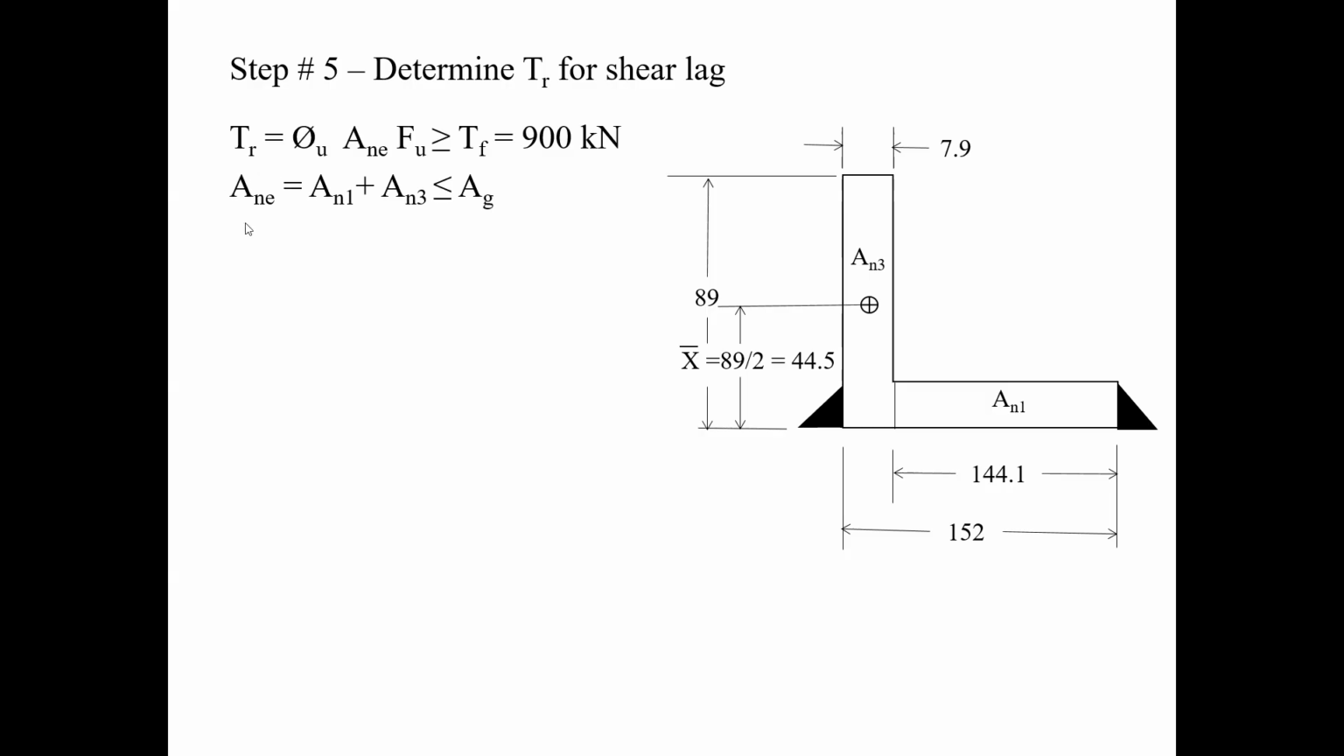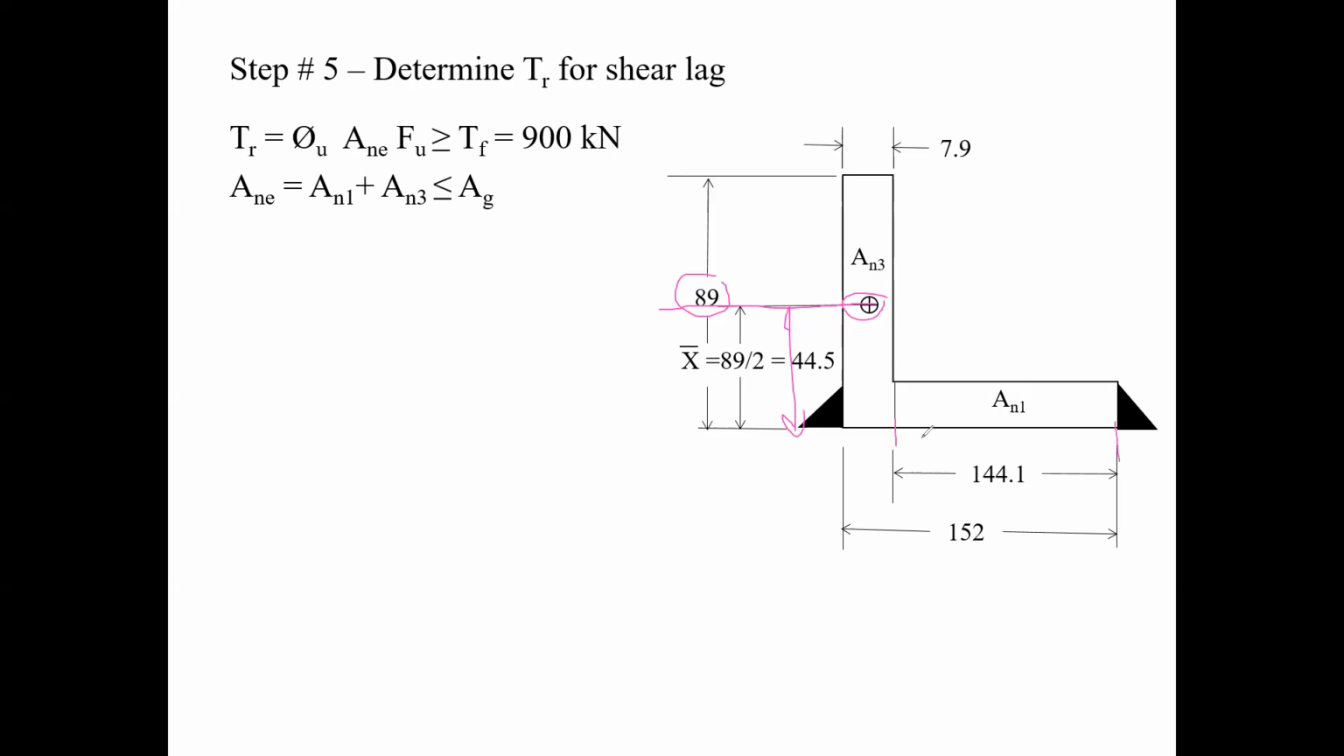Now, ANE, of course, is AN1 and AN3. Now, like I said, why don't I have AN2? Well, because I have a transverse weld here at the end, it eliminates my AN2. And now what I like to do, to make it easier for me, is calculate where the centroid is here. In other words, I simply take the length of this leg divided by 2 to calculate where the centroid is.